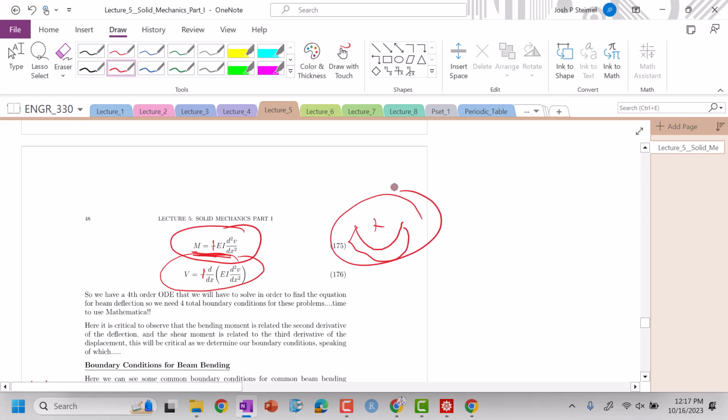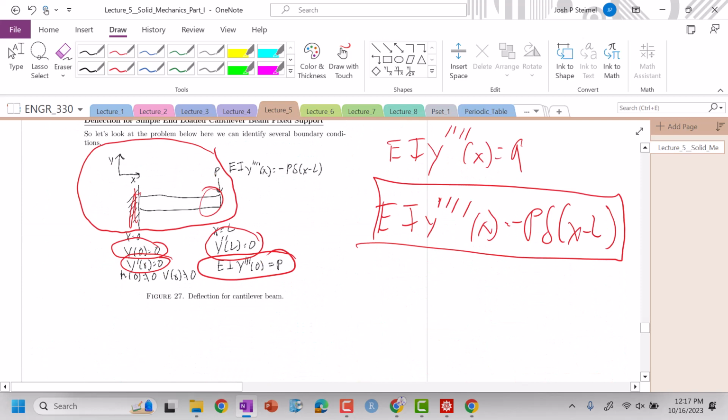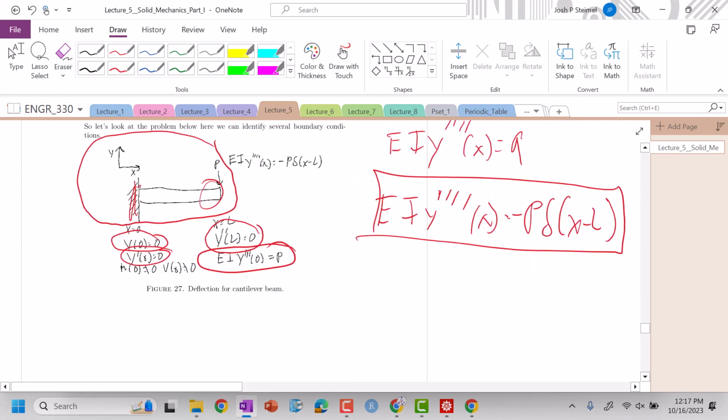I know it's annoying. And the reason that I keep this notation in here is just because we want to be consistent with the literature for Euler-Bernoulli beam bending. So let's go ahead and put that into Mathematica and try to solve it.